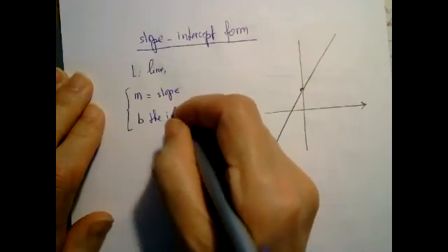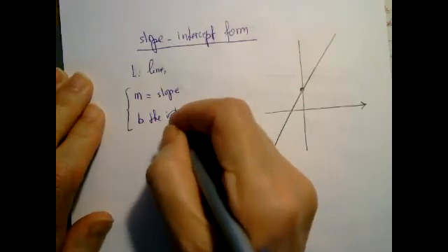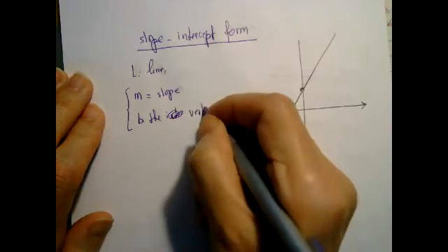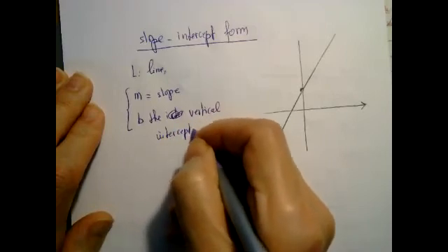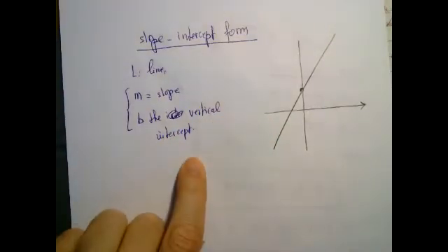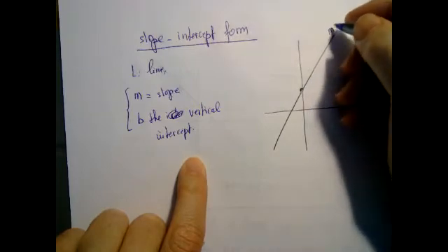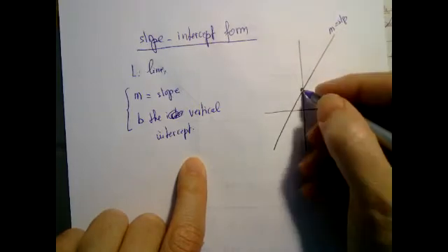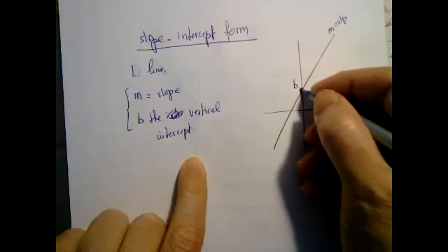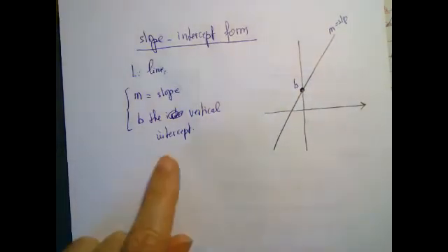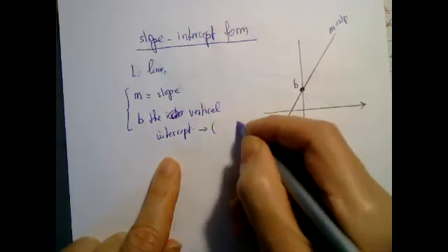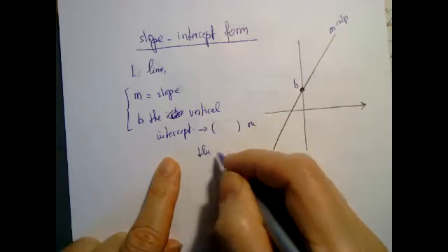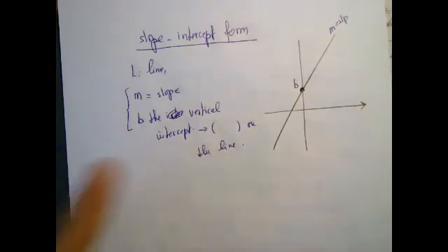What does it mean? B is basically the vertical intercept. The slope is M. It means this is B, the vertical intercept. So if I say B is the vertical intercept, it means which point is on the line?